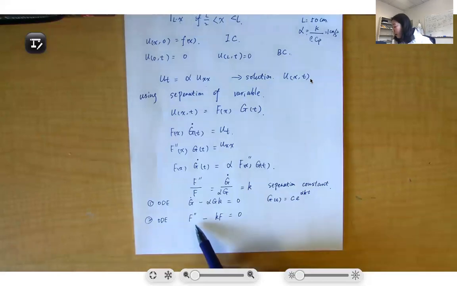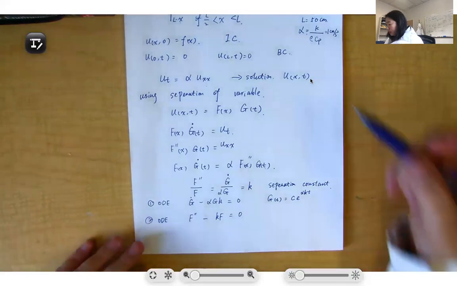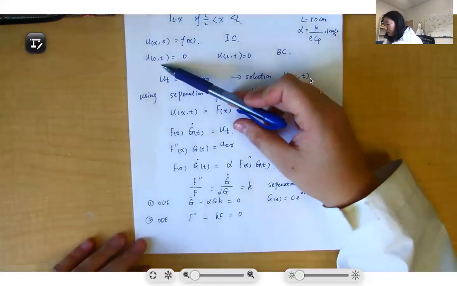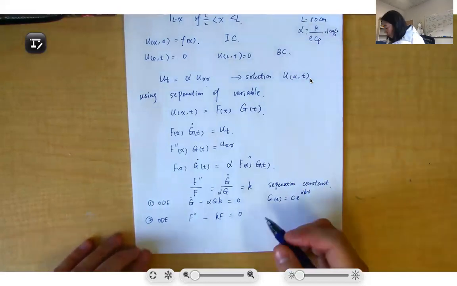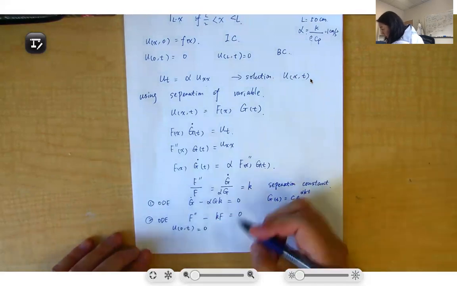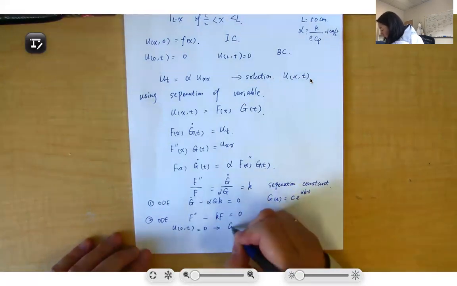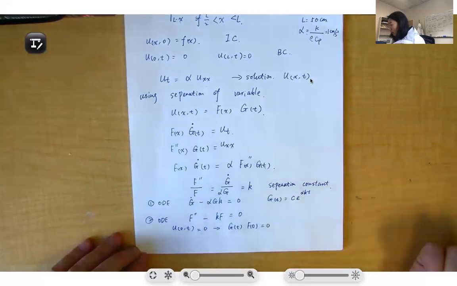So f double prime minus kf equals 0. We don't know the boundary condition yet. Let's try to put our numbers in, trying to figure out what the boundary conditions for f(x) are. Okay, so we have two boundary conditions previously. We have u(0,t), u(L,t) equals 0. So let's put the numbers in. So u(0,t) equals 0, and that means our g(t) f(0) will be equal to 0, right?